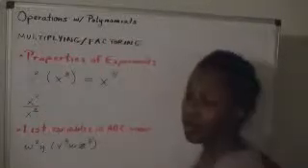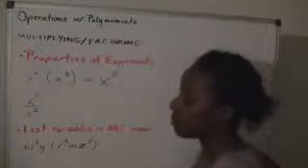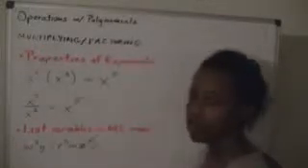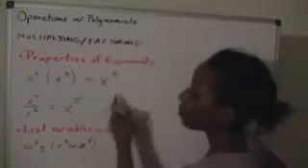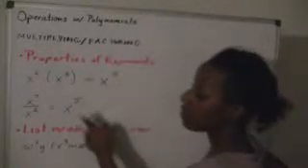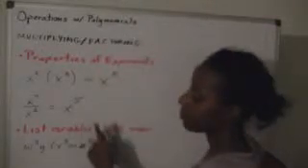If you're dividing and they have the same letter, it's the opposite. You're actually going to subtract. Okay? So if you're multiplying with the same variables, add the exponents. If you're dividing with the same variables, subtract the exponents.